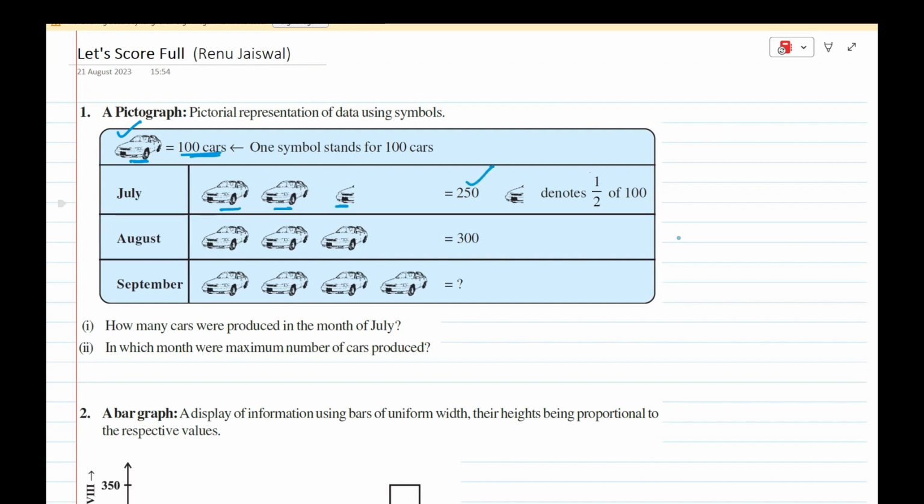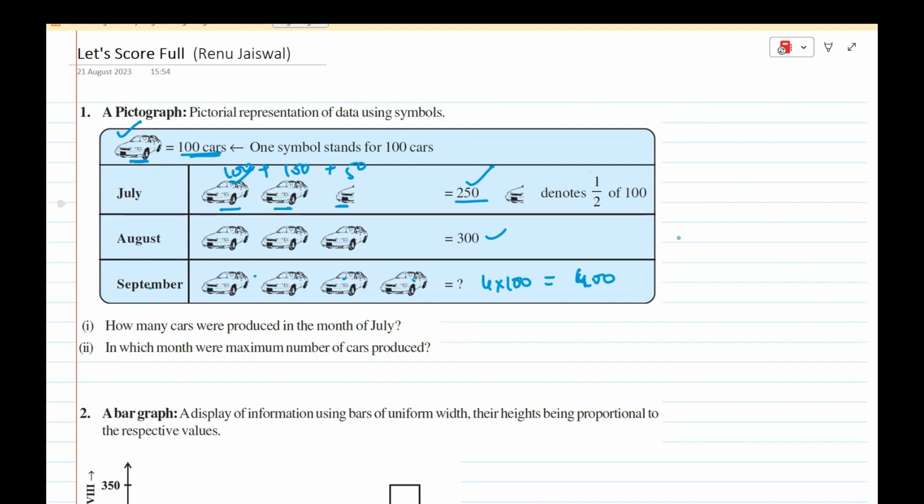It is 250 cars. And they have also written that if one car symbol is 100, then definitely half is 1 by 2 of 100, that is 50. So two cars, that is 100, again 100, and this is 50, which together give you 250. In the month of August, they have sold 300. And likewise, you can say 1, 2, 3, 4. So in the month of September, 4 into 100, that is 400 cars they have sold.